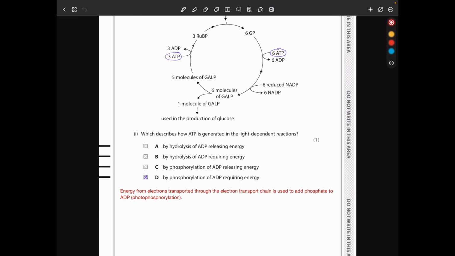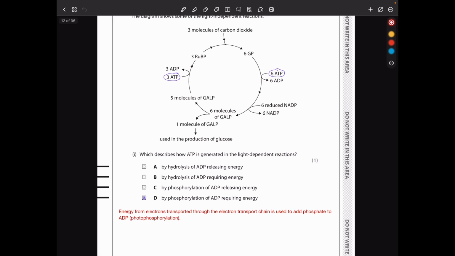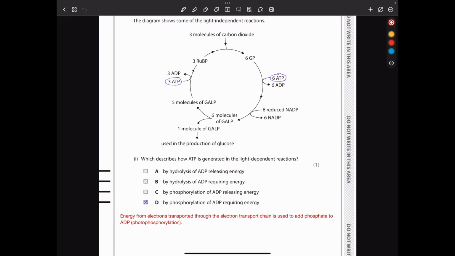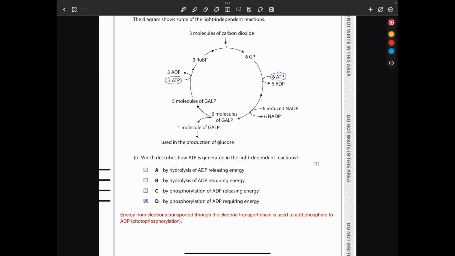Then they ask which describes how ATP is generated in the light-dependent reactions. So in the light-dependent reactions, ATP is going to be generated as ADP is converted to ATP. So basically phosphorylation of ADP, and the answer here should be D.